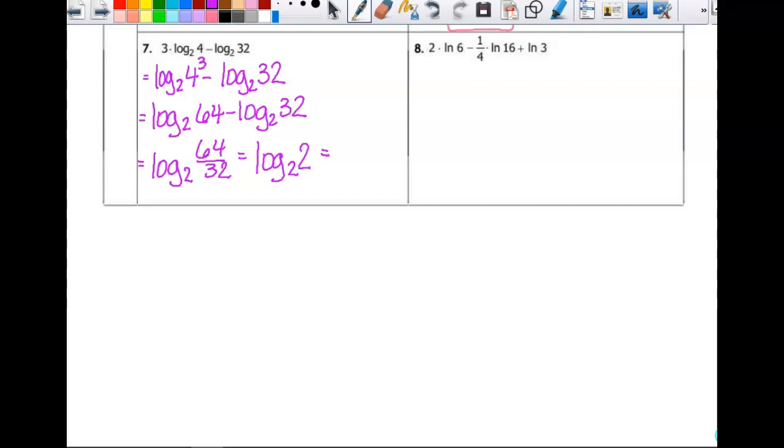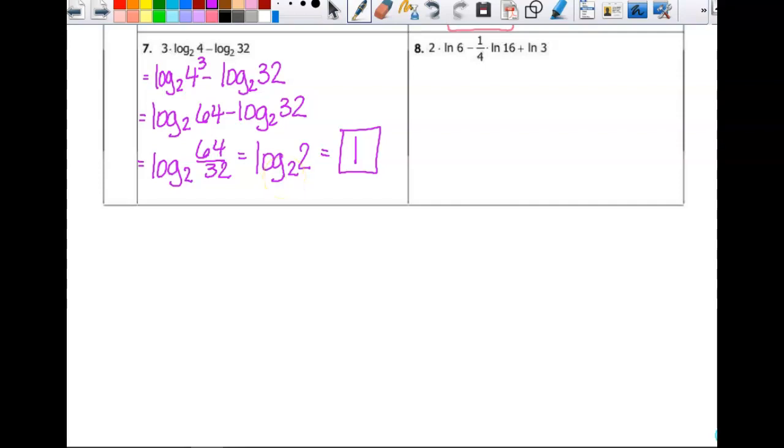What should my final answer be? 1. Log base 2 of 2 is 1. Log base b of b is 1. Log base monkey of a monkey is 1. Doesn't matter what it is. Okay. So if you got to here, you're not wrong.